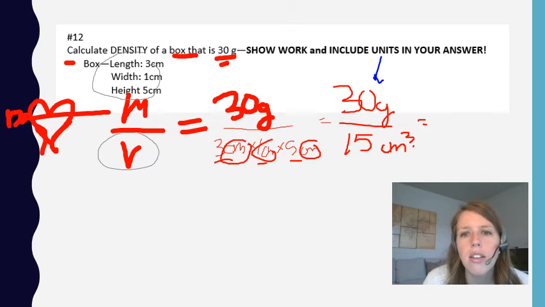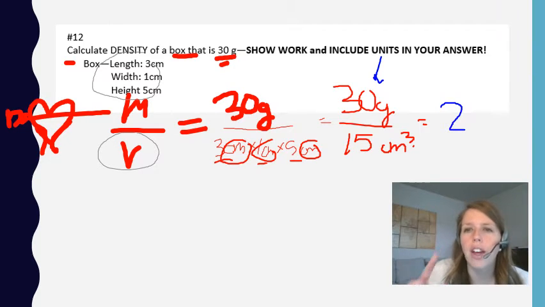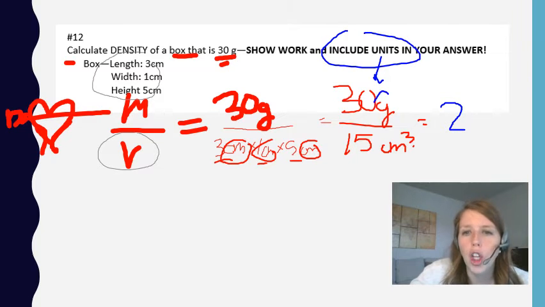Do you know what that is? 30 divided by 15, well, you'll probably have a calculator on the Sage test, so definitely put it in there. 30 divided by 15 is 2. Okay, so that's 2, and do not forget your units. Always include your units, and if you're confused about them, just look at the way they are right here. So it's 2 grams per centimeter cubed.